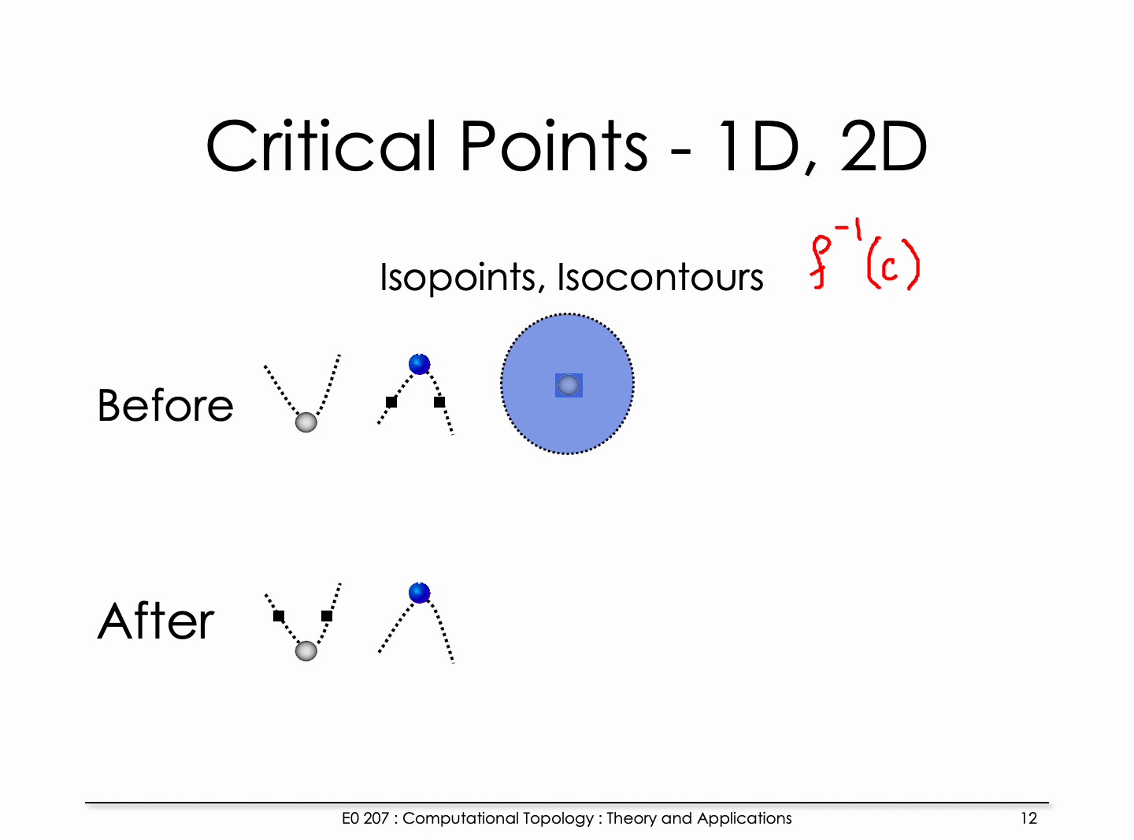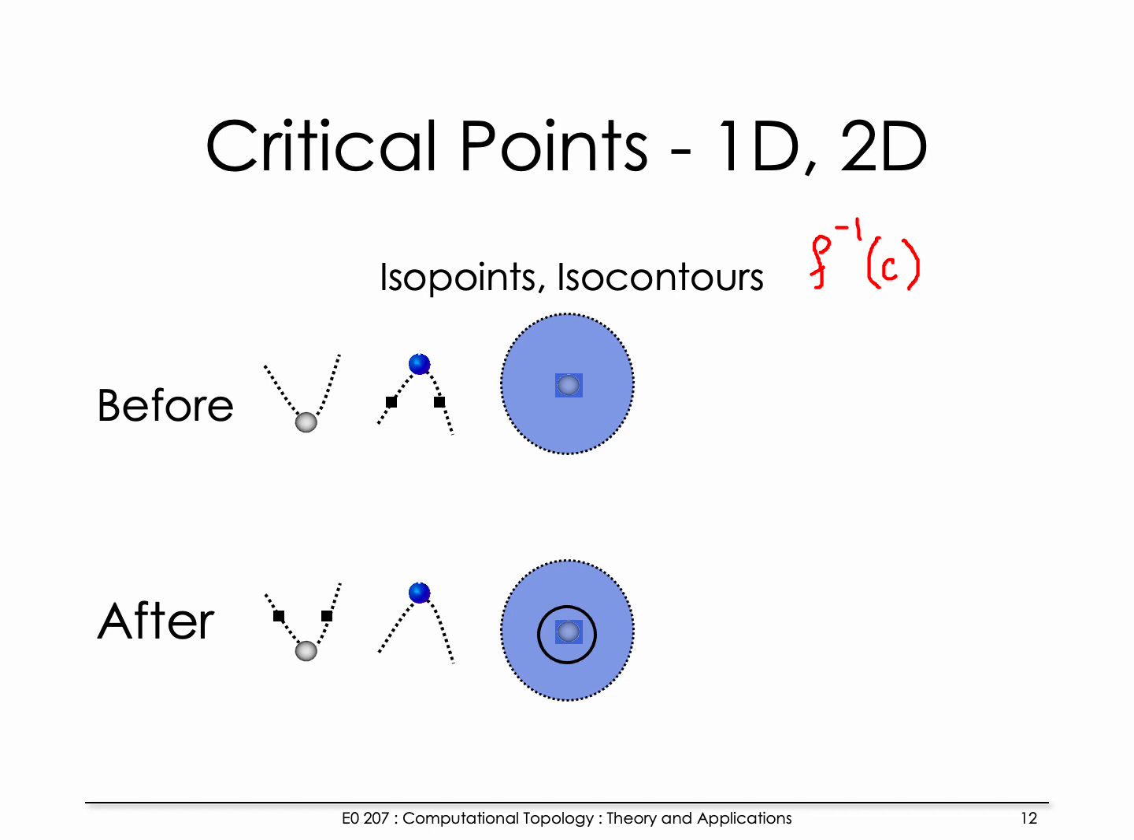We are now looking at a minimum. So before you hit the minimum, the neighborhood is shown with the disk and the isocontour is empty, right? So the water level has not reached the neighborhood. After it touches the minimum, the water level rises up. So f inverse of C for values greater than that of the minimum will look like a circle here.